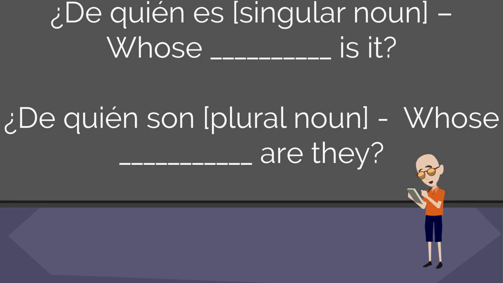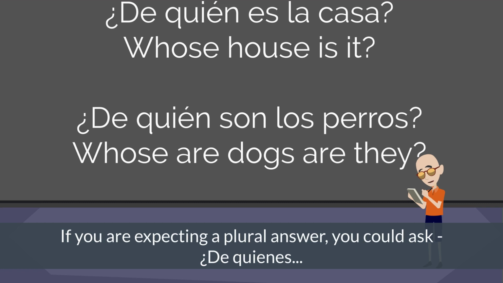Here's two useful plug-and-play phrases that you can use when you want to ask someone to whom something belongs. De quién es plus a singular noun, de quién son plus a plural noun. Here's an example of each. ¿De quién es la casa? Whose house is it? ¿De quién son los perros?